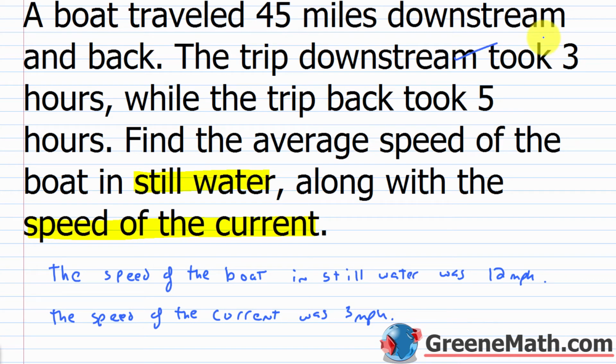Now the trip back, let's think about that. You're going 12 miles an hour in still water. Now you're fighting the current, so you've got to subtract away what the current speed is. So 12 minus 3 is 9.